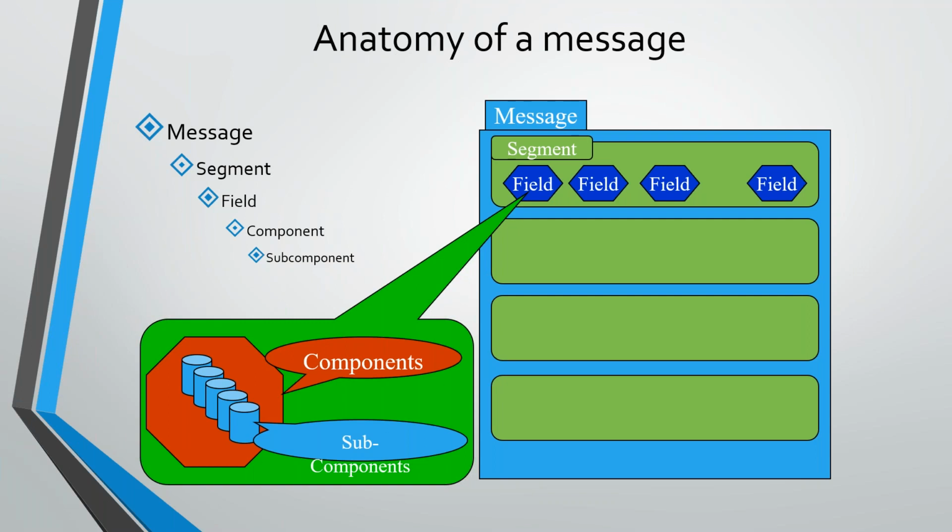Forget about components and subcomponents for now. We will look at that with an example when we look at an HL7 message. For now, understand that an HL7 message has a tree kind of structure, and from the root it is going to branch more and more. A message has a number of segments. Segments are again divided into fields. Fields are again divided into components and subcomponents and so on.